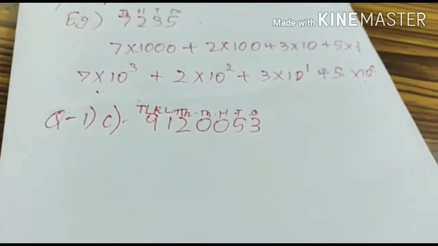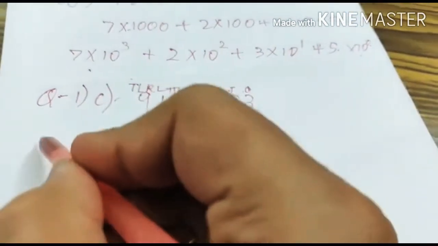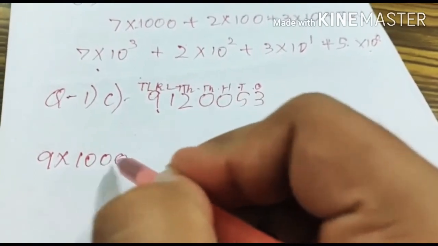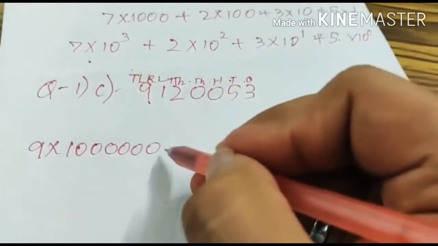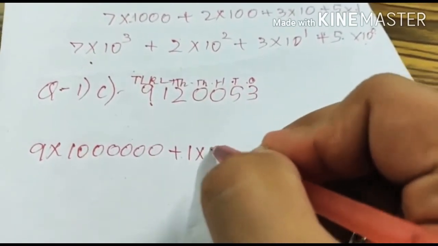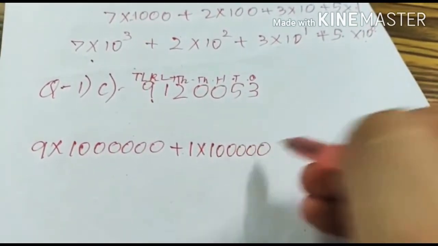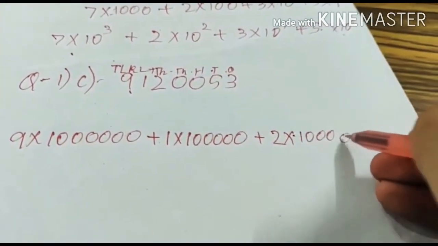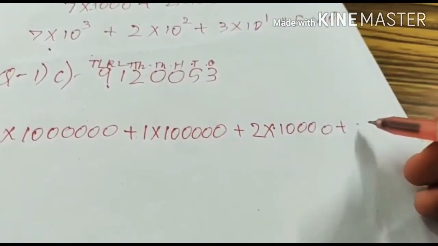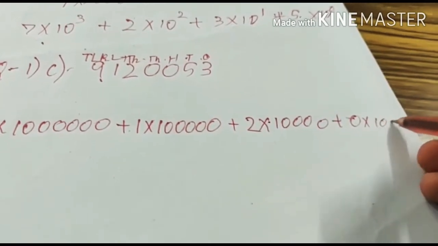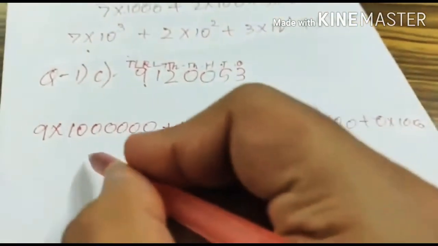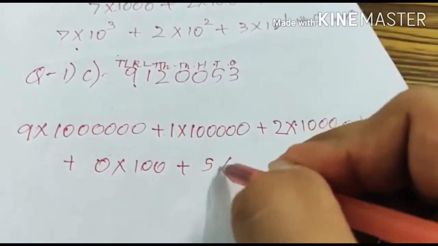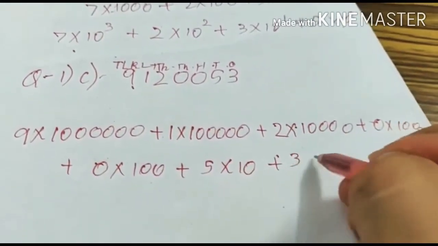Here 9 is at the 10 lakh place, so 9 into 10 lakh, plus 1 is at the lakh place, so 1 into 1 lakh, plus 2 is at the 10,000 place, so 2 into 10,000, plus 0 is at the 1000 place, plus again 0 is at the 100 place, plus 5 into 10, plus 3 into 1.